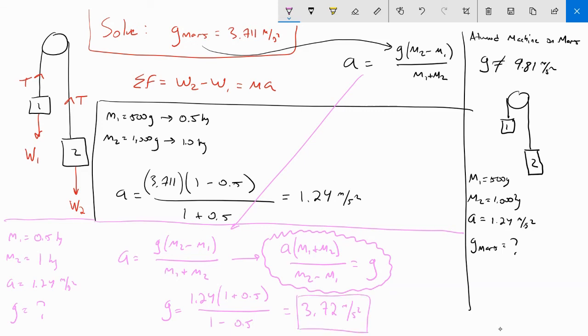You will recall we were going for 3.711. I would call this close enough. I would definitely call this close enough. Both of these round to 3.7.